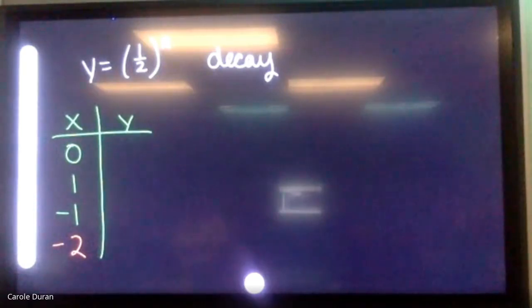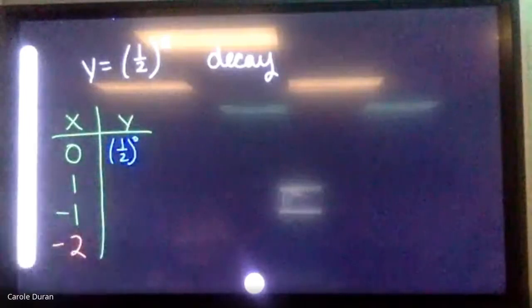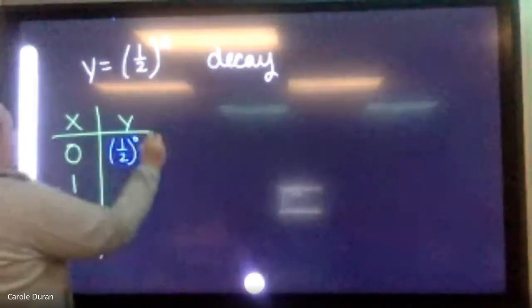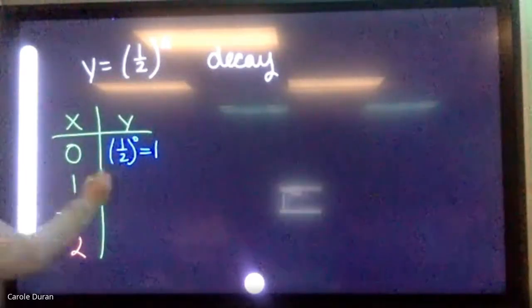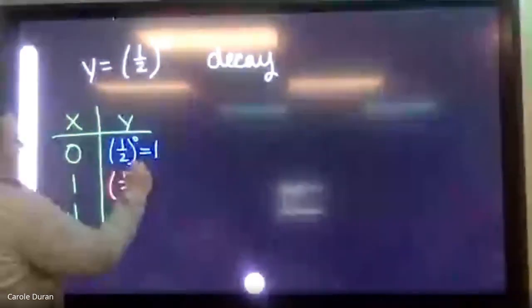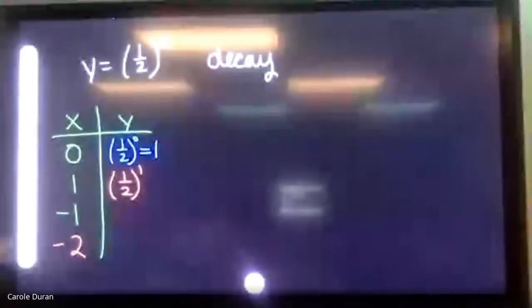Okay, so then just like before, we're going to go ahead and plug these values in for the exponent and simplify it out. So I'm going to start with 0. I take 1/2 and I raise it to the 0 power, and what's that going to equal? Everybody. 1. Thank you. Make sure you have that in your brain somewhere. I take 1 and plug it into the exponent, and I get 1/2 to the 1 power. What does that equal? 1/2. Just whatever our base is.